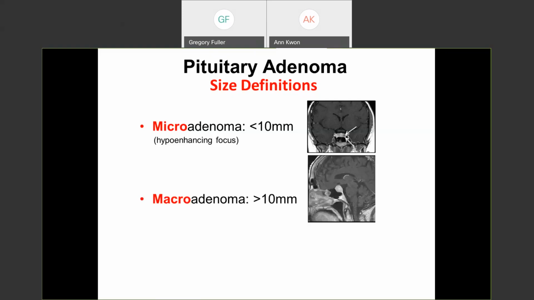Okay, again, as I just said, this is a nice example of a macroadenoma, just moderate size, but you can see it's clearly extending.